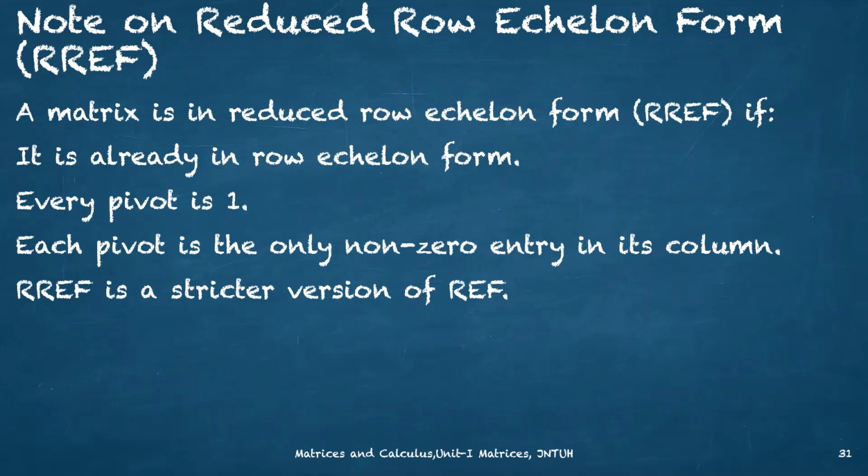Note on reduced row echelon form, RREF. Now let's talk about reduced row echelon form, or RREF. This is a more refined version of the row echelon form. For a matrix to be in RREF, it must satisfy 3 conditions. First, it should already be in row echelon form. Second, every pivot, that is, the leading entry in each non-zero row, must be equal to 1. And third, each pivot must be the only non-zero entry in its column. So RREF is stricter than REF and gives us a fully simplified matrix that is very useful for solving systems of equations.